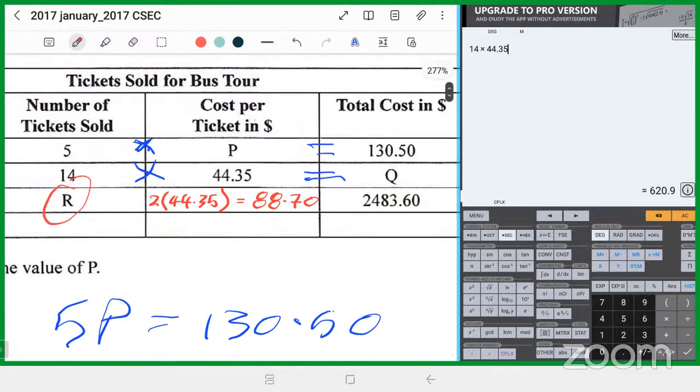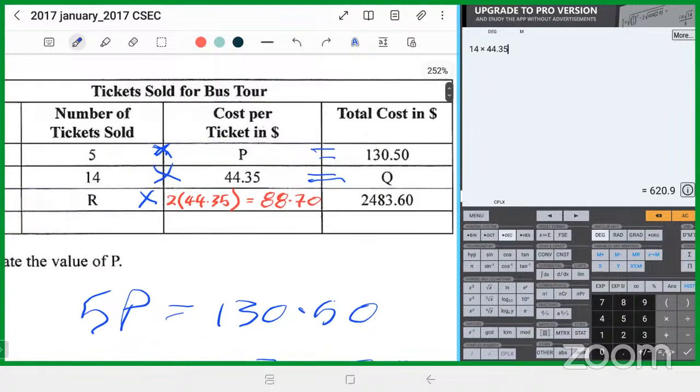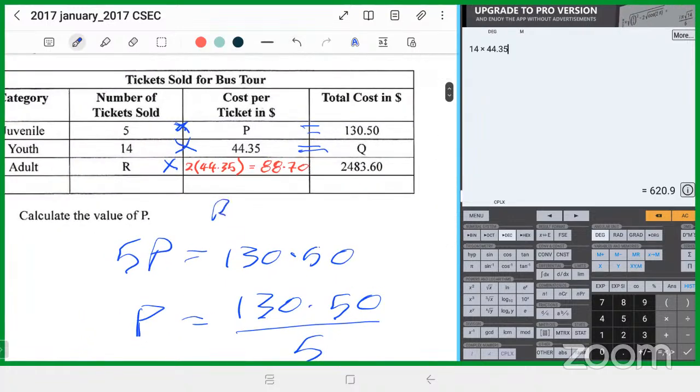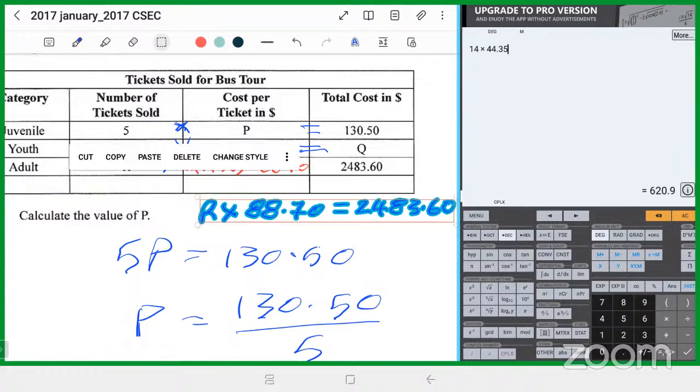And I want the value of R now. And so again, it's going to be R times this value equals that value. I'm leaving this working out on the paper, and it's accepted to leave that working out on the paper there. So it's R times 88.70 that is equal to this one, 2483.60. So this is our equation that we have to solve now. Let's cut it and put it down here.